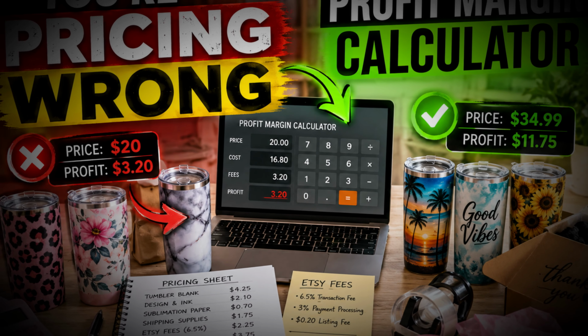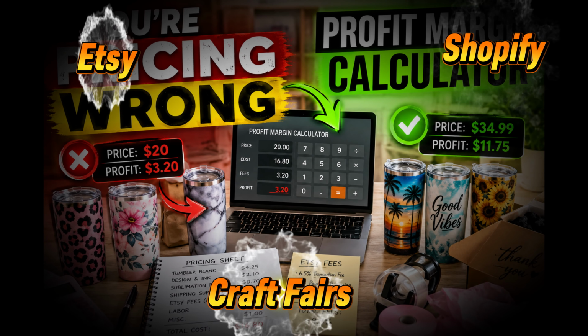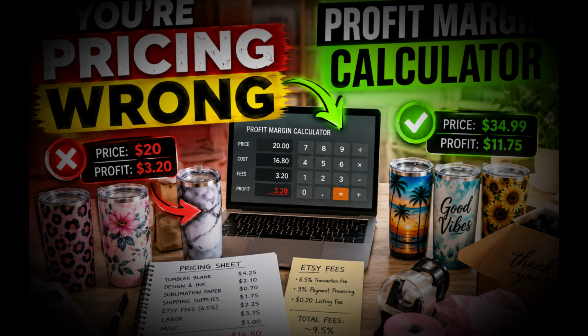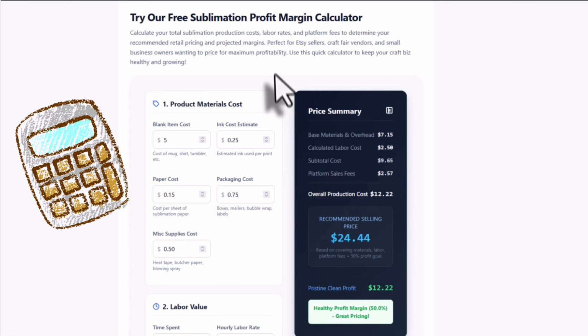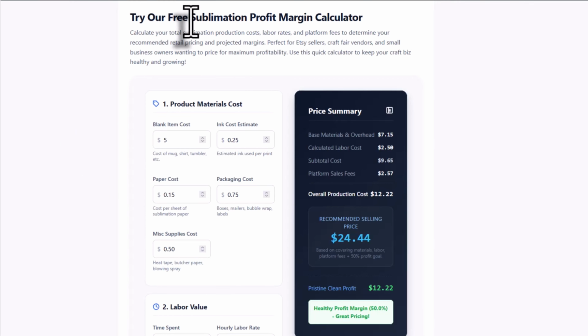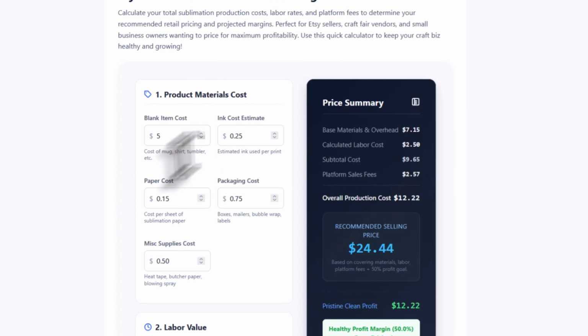If you're selling sublimation products on Etsy, Shopify, or at craft fairs, there's a good chance you're underpricing your products without realizing it. In this video, I'll show you how to use this free Sublimation Profit Margin Calculator to estimate your real costs, calculate profitable pricing, and avoid the most common pricing mistakes beginners make.